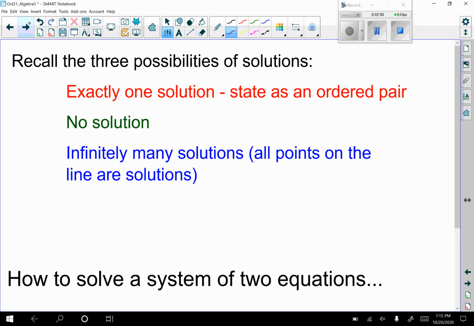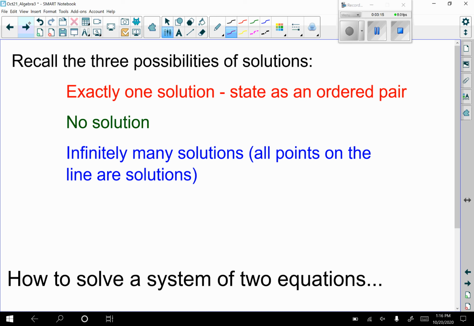All right, so as I just mentioned with the homework, recall the three possibilities of solutions. We can get exactly one solution. We always want to state that as an ordered pair, or we state no solution. Writing parallel lines, that's not the answer. That's just taking the place of graphing our two lines. Indicating they're parallel lines just tells me you know what kind of lines they are. But the answer we want to write is no solution.